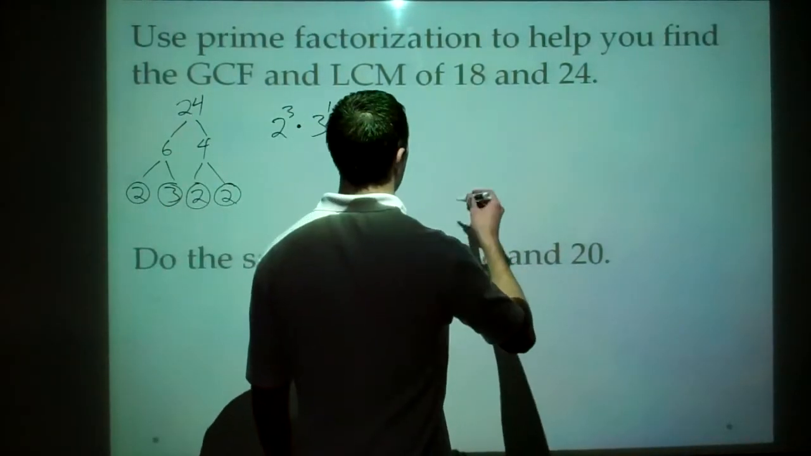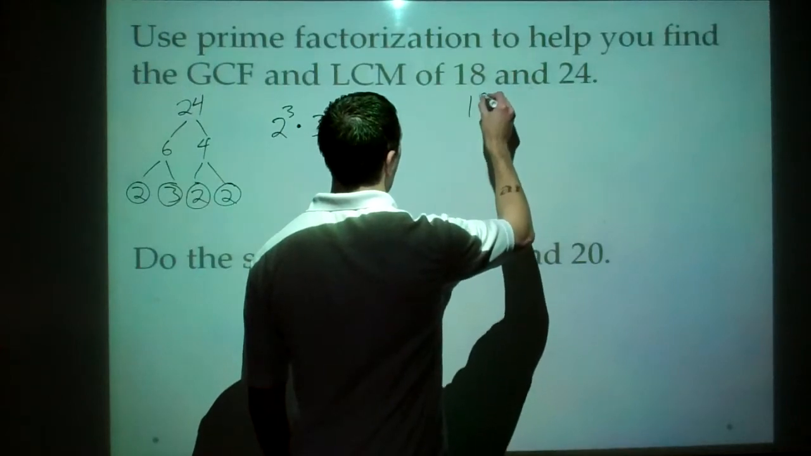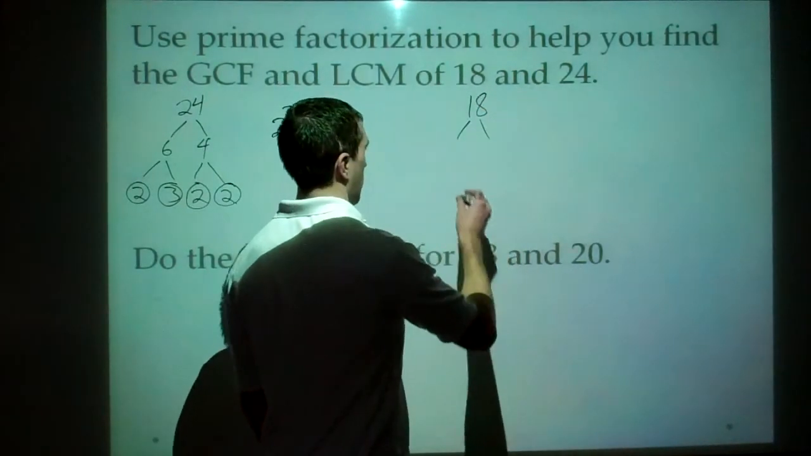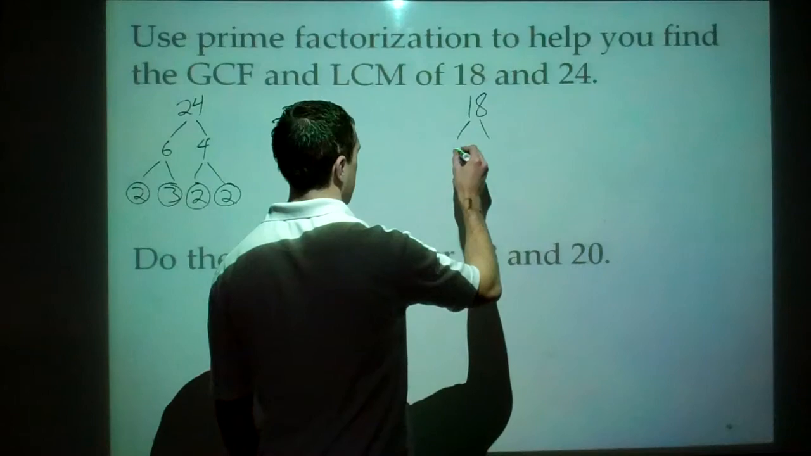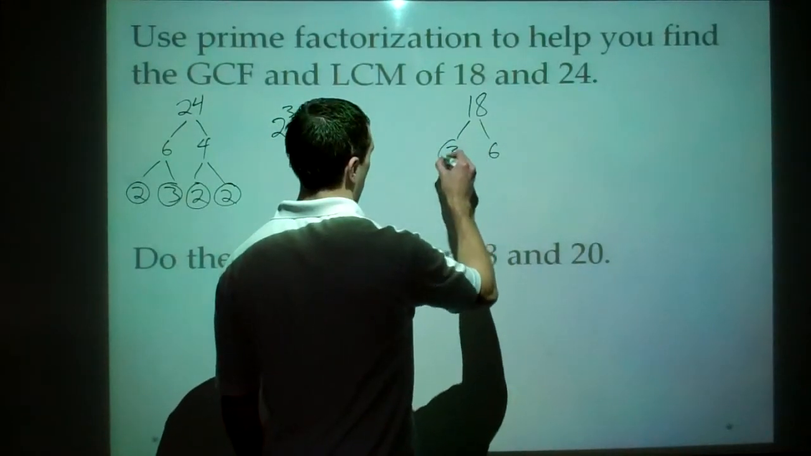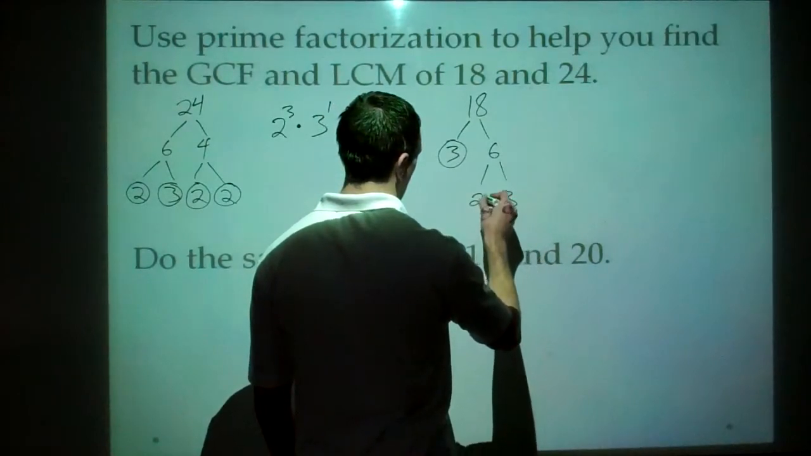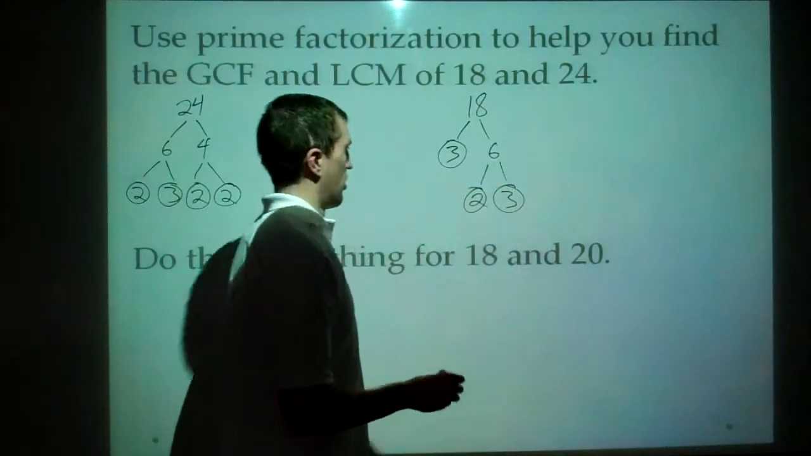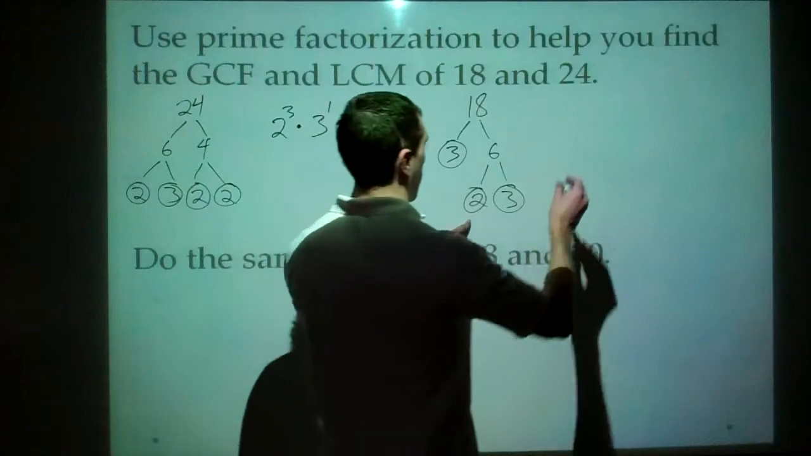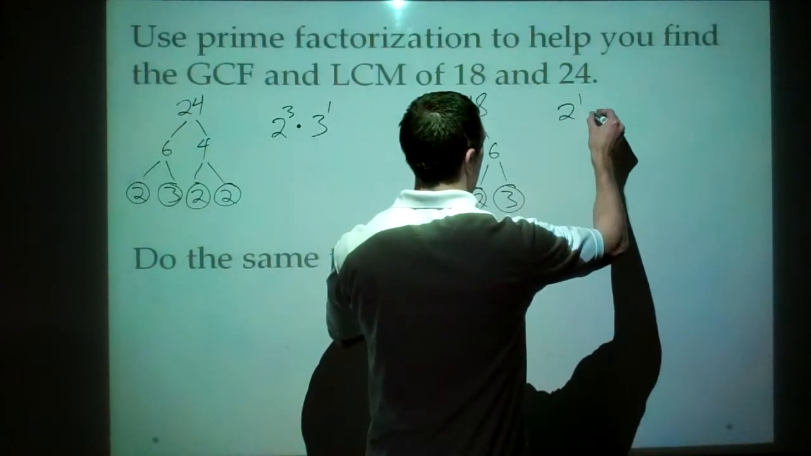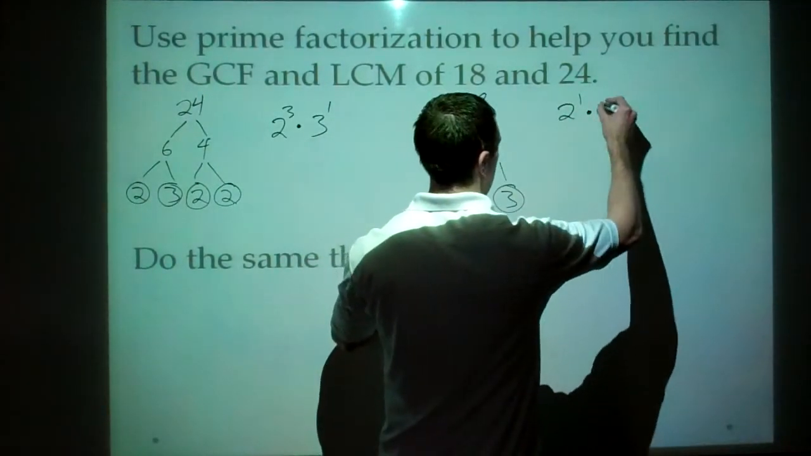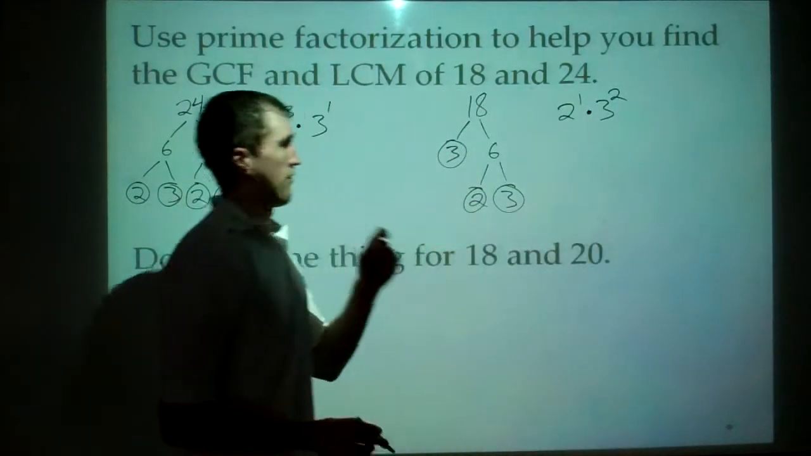And if we do 18, let's go 3 and 6. We already have a prime right there, and 2 and 3. All prime. So 2 to the first, we only have 1, times 3 to the second, since we have 2.